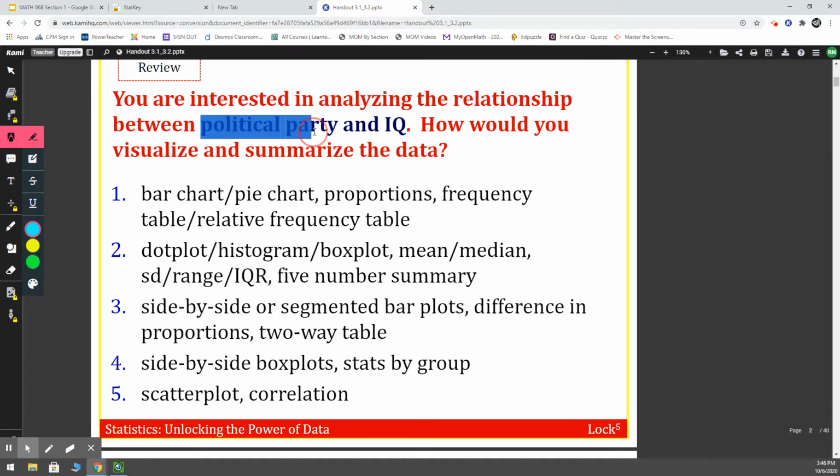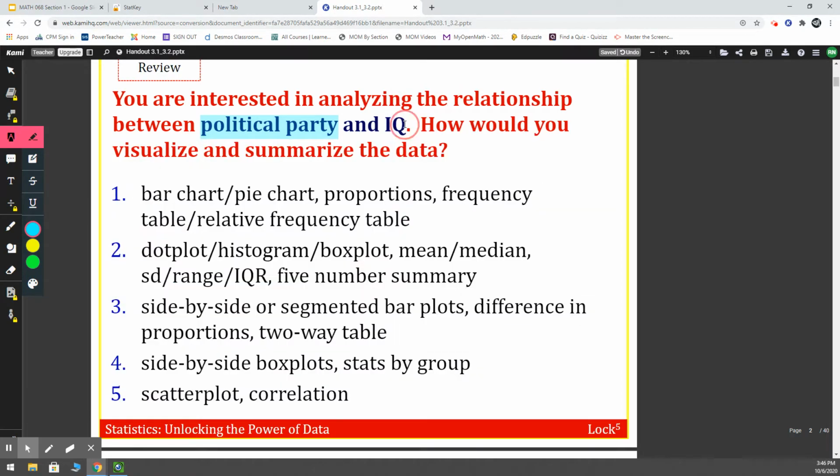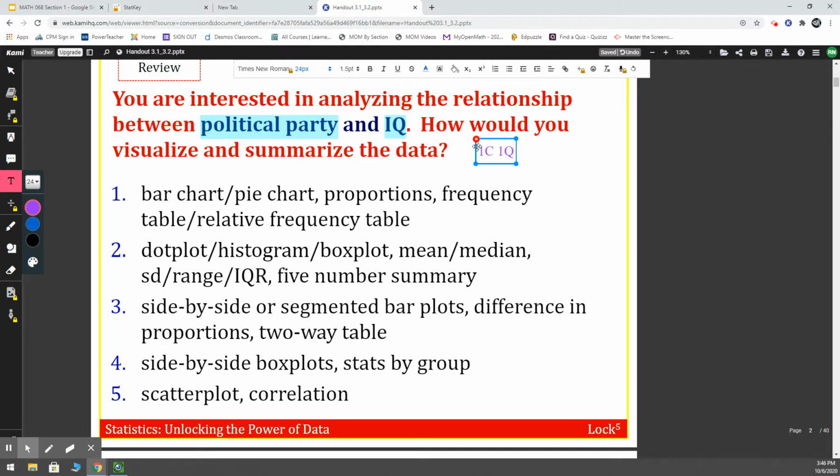A political party is a categorical piece of information. An IQ is a quantitative piece of information. So you have one C and you have one Q. Write that down. You have one C and you have one Q.